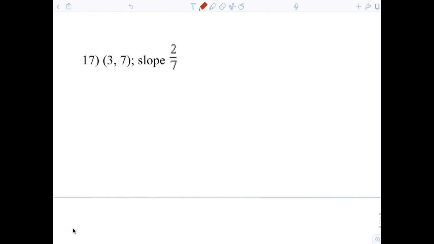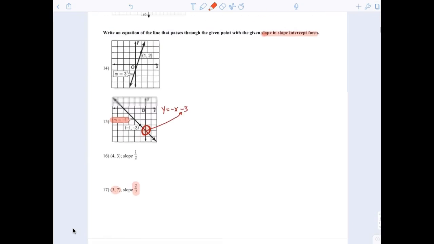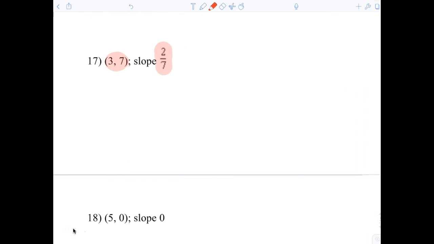17. Now, somebody tell me, help me out. What is this right here called? 3, 7. That's called a point. What is this called? Slope. So we're going to use the point slope form first. All right? And then we're going to convert it. So y minus y1 equals m times x minus x1. So we got to use the point slope form first, and then we're going to transform it over to y equals mx plus b form.